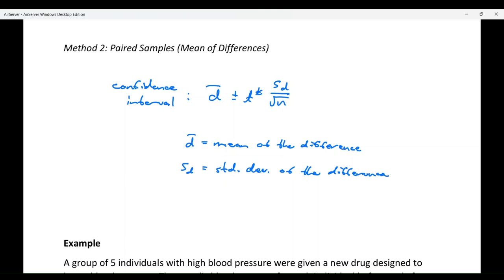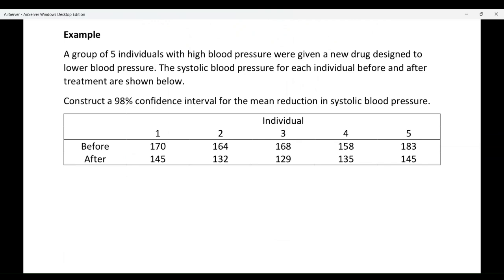All right, so let's take a look at an example of this. A group of 5 individuals with high blood pressure were given a new drug designed to lower blood pressure. The systolic blood pressure for each individual before and after treatment are shown below in the chart. Construct a 98% confidence interval for the mean reduction in systolic blood pressure. Okay, now we don't obviously meet some of the conditions here. In fact, we really don't meet any of the conditions, right? Because this is not random.